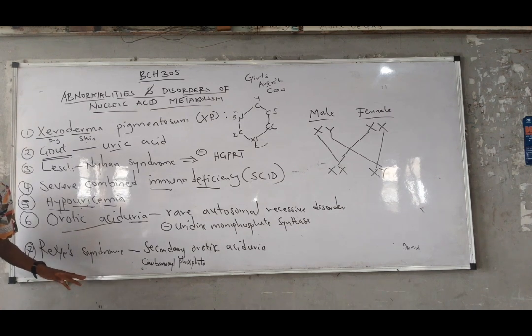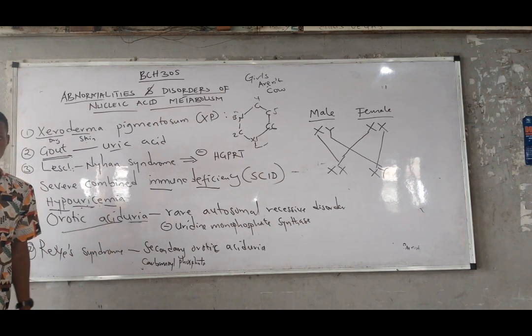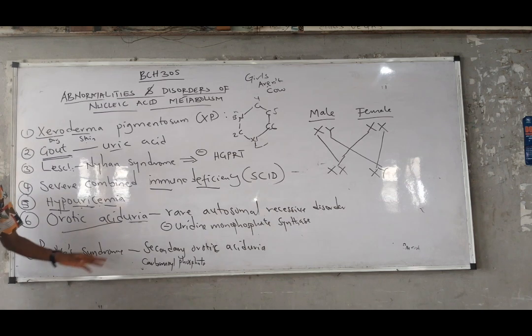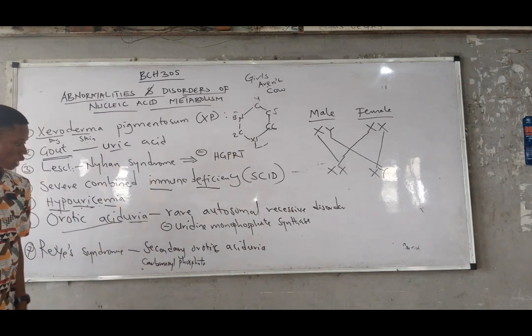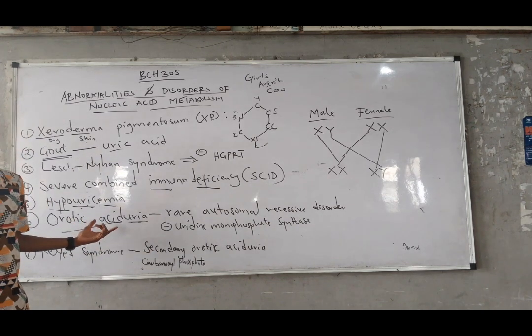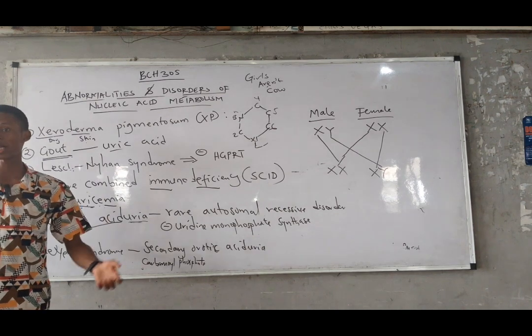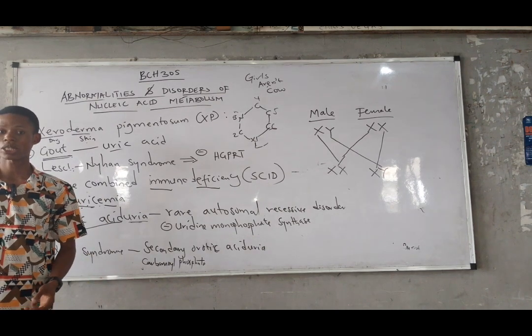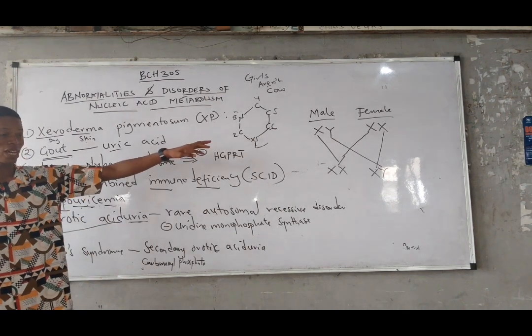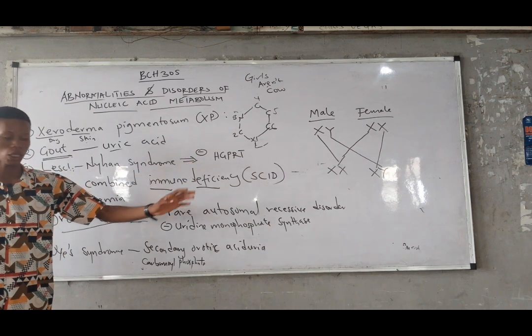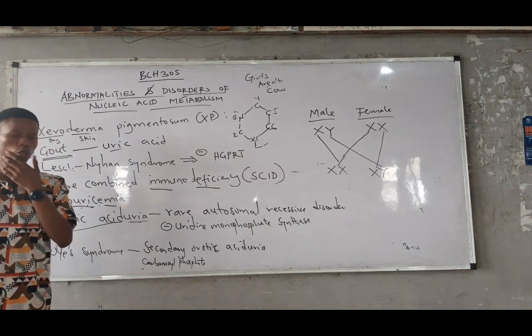Reye's syndrome. We said Reye's syndrome is called secondary what? Orotic aciduria. It's called secondary orotic aciduria. And we already know that orotic aciduria is a condition where orotic acid accumulates, right? And is excreted in the urine due to the deficiency in that enzyme, uridine monophosphate synthase. Now, what causes this secondary orotic aciduria?